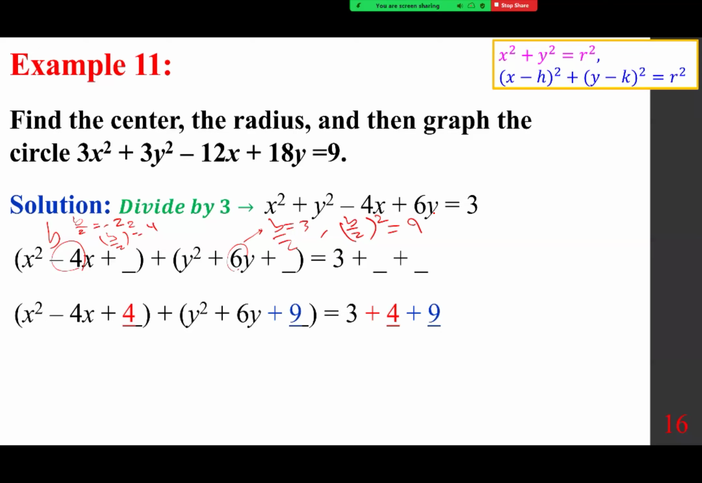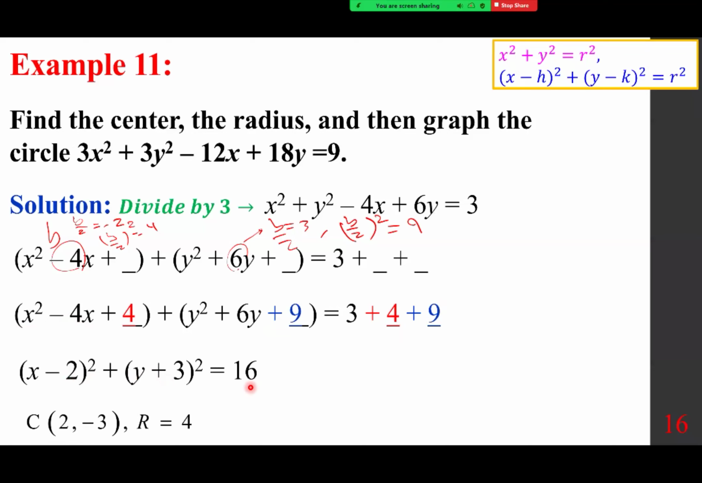So we need to add 4 for the first parentheses, 9 for the second parentheses, and we add it to both sides. This is x minus 2 squared. This is y plus 3 squared. 3 and 4, 7 and 9, they add up to 16. Which means the circle is centered at 2, negative 3 with the radius 4, square root of 16.